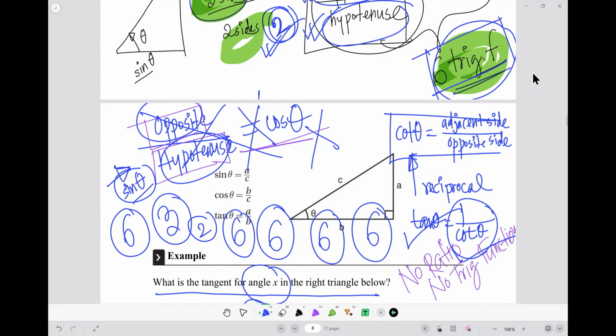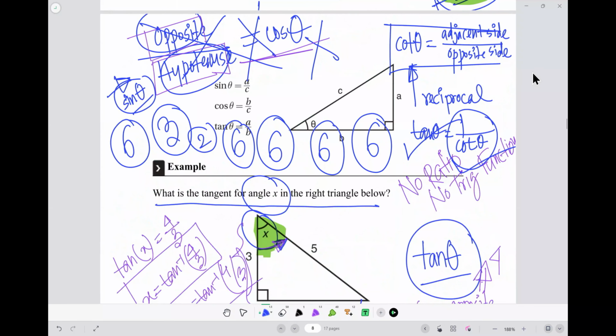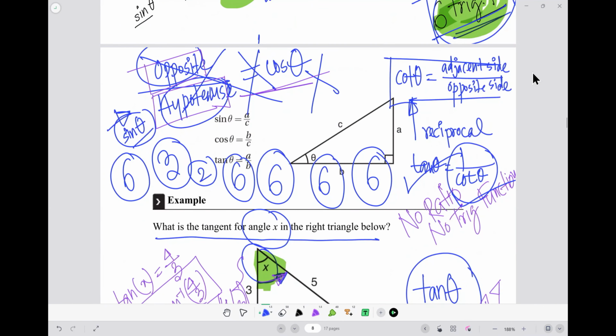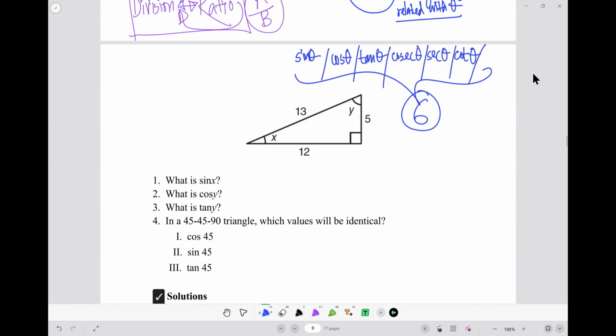Is that simple? Do you understand? Wait, what did you mean, 1 over cot? What is the meaning of 1 over cot? This is basically a ratio. For an example, if two things are reciprocal, let me make you understand.